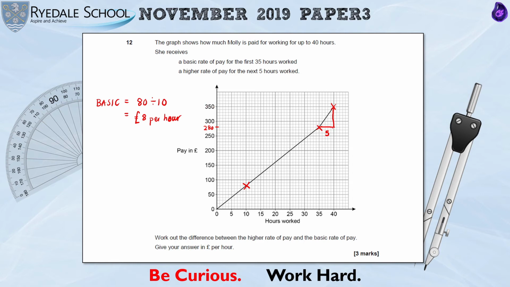So for 5 hours work, she is getting £70. So the higher rate is 70 in 5 hours, and 70 divided by 5 is £14 per hour. So the difference between the higher and the lower is £6 per hour.